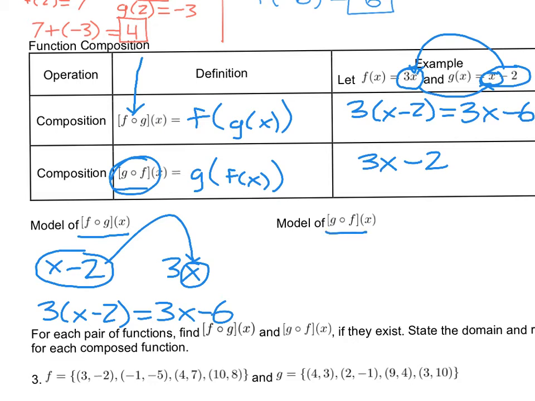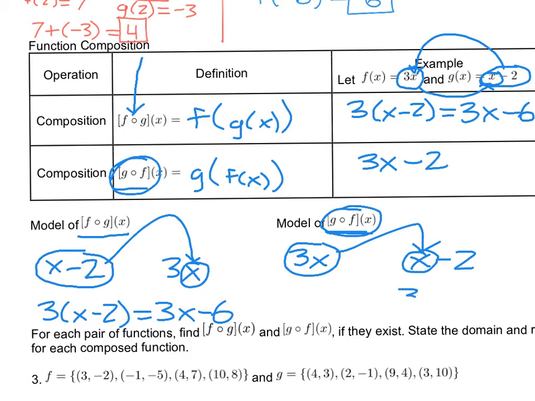So for g composed f of x, you start with f of x, which is 3x. G of x is x minus 2. So for this one, f of x gets plugged into the x for the g equation. So that becomes 3x minus 2.